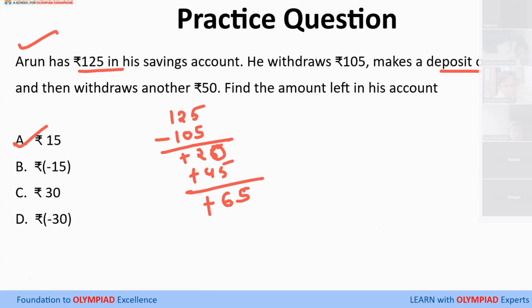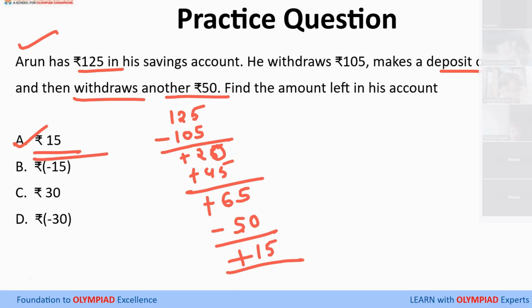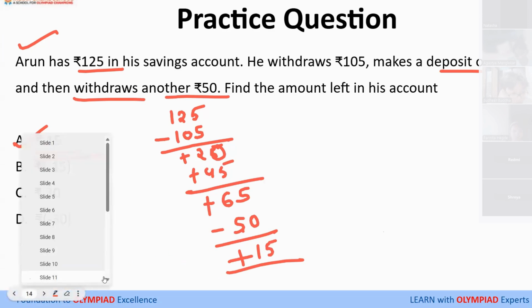Adding, not subtracting, because deposit is a positive thing. Positive 65. Then minus 15. Withdrawing, so that's a negative approach, so negative 50 it is. So positive 65 and negative 50, that's plus 15 as my final answer. So the final amount left in the account is a positive 15. Clear, everyone? Yes, ma'am.